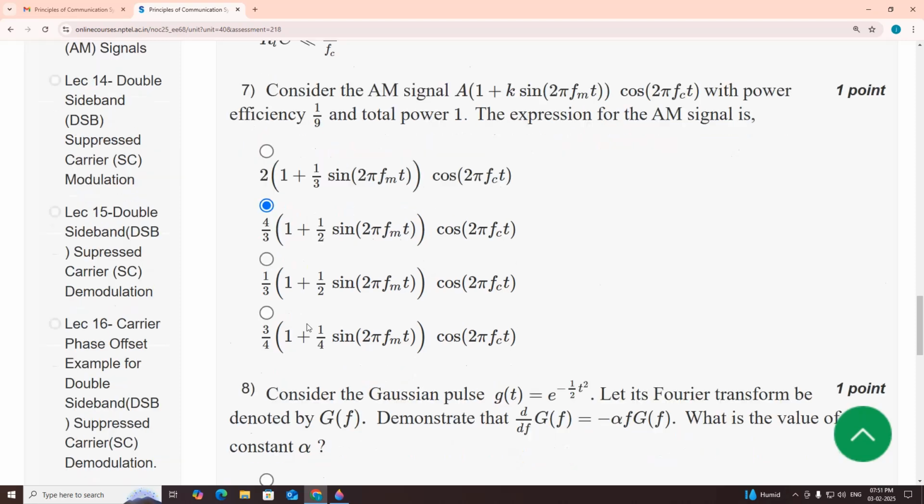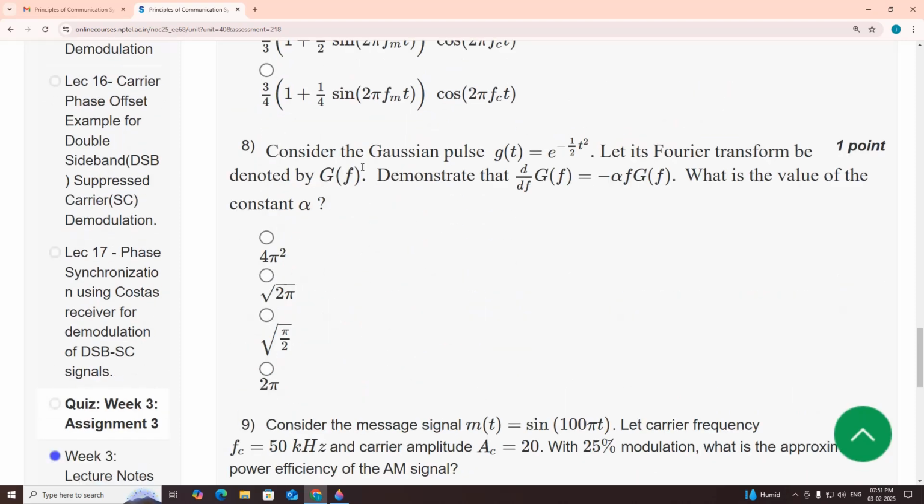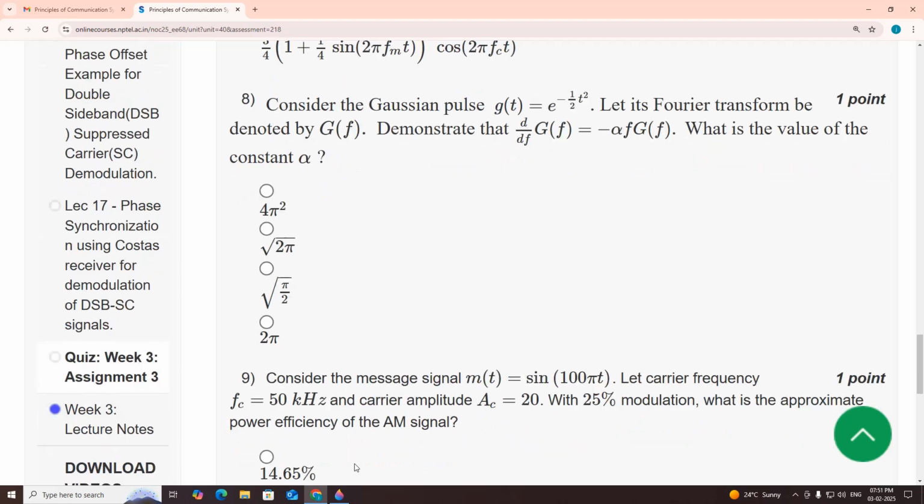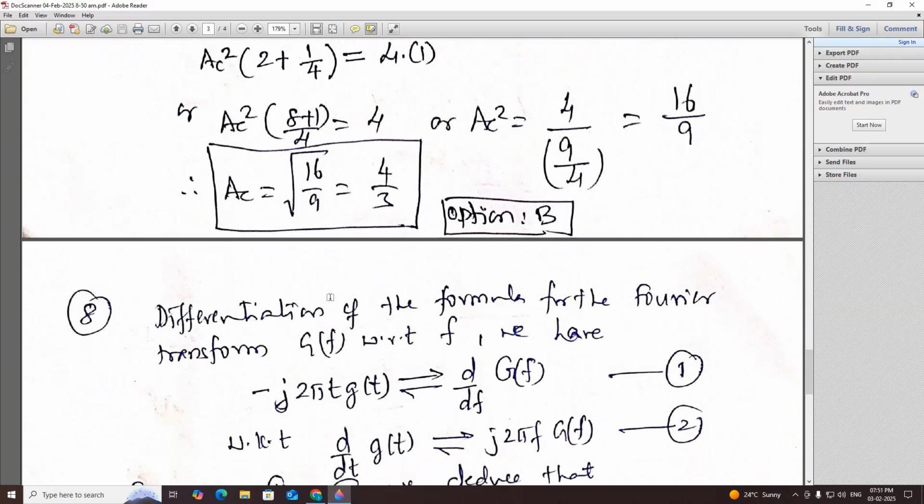Eighth one, consider the Gaussian pulse e power minus pi t square. Let its Fourier transform be denoted by G of f. Demonstrate that the differentiation of G of f is minus alpha f G of f. So what is the value of constant alpha? So we will see this one, eighth one.